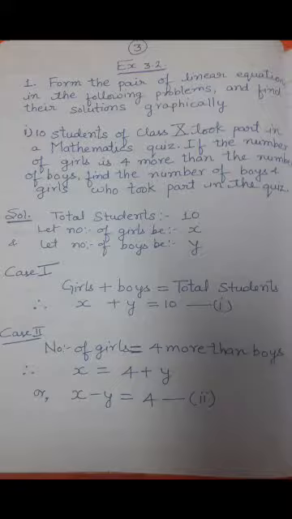10 students of class 10 took part in a mathematics quiz. If the number of girls is 4 more than the number of boys, find the number of boys and girls who took part in the quiz. See, in this question it is already given that the total number of students is 10.